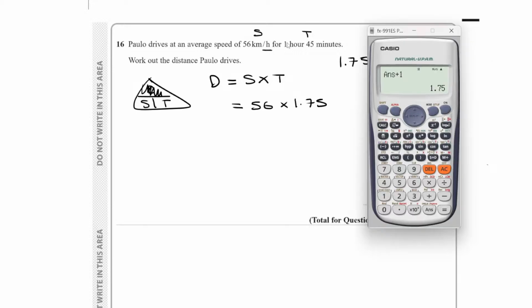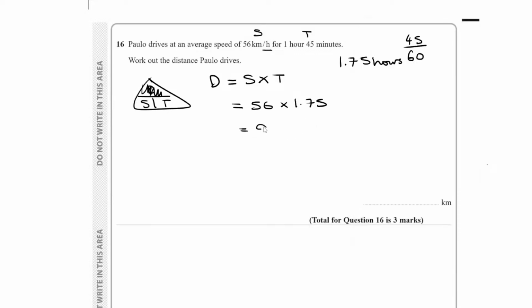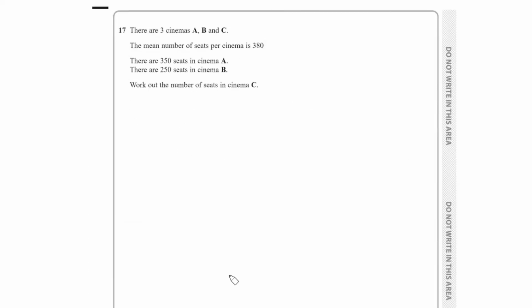So with speed, distance, time, you have to make sure that whatever your speed is in, it does match the time and the distance and so on. So 56 times 1.75 is 98, and that would just therefore be kilometers. 98 kilometers. Okay, so it's not just using the formula triangle, it's also converting the time correctly.